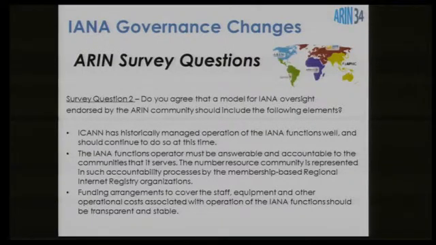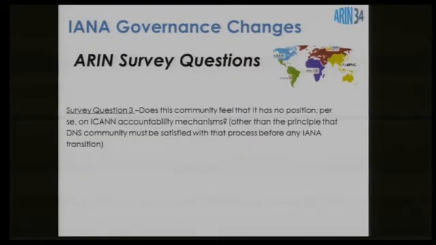Same question. Is this a good question to ask, do you think yes or no? Should it be broken up into pieces, one piece, two pieces, many pieces? Last question: does the community feel it has no position per se on ICANN accountability mechanisms aside from the IANA? So we're not talking about IANA accountability, we're talking about ICANN and all of its other joy dealing with DNS, other than the principle that the DNS community must be satisfied with any process before an ICANN transition. Whatever ICANN comes up with, accountability has to meet the DNS community's requirements. We don't have requirements. Is this a good question to ask or not?